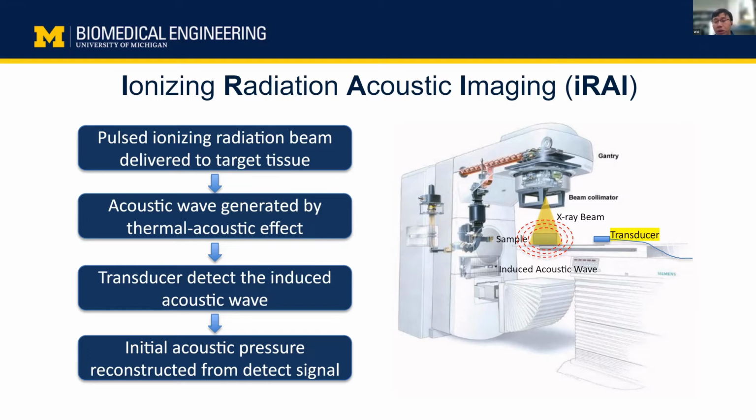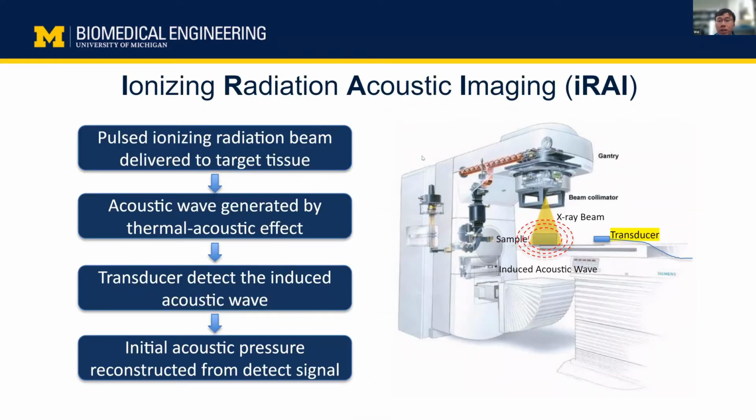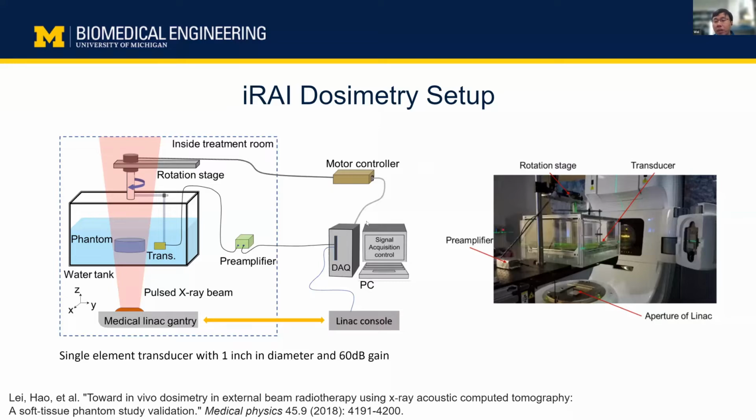Another benefit of this technology is that we don't involve any additional source. It's passive detection. So once the patient receives the radiation therapy, we can detect the acoustic wave to resolve the dose. In order to develop this technology, we first developed a first-generation iRAI dosimetry setup. This is a really simple setup. It's like photoacoustic imaging around 20 years ago.